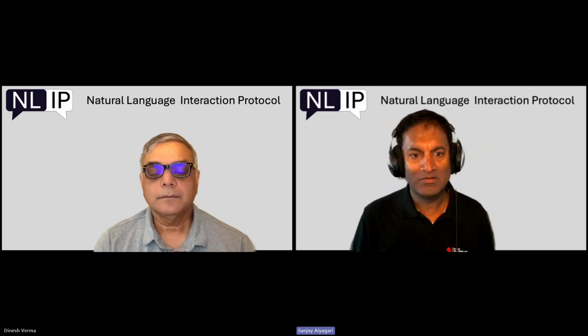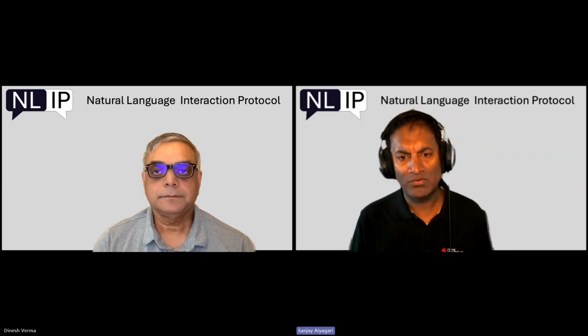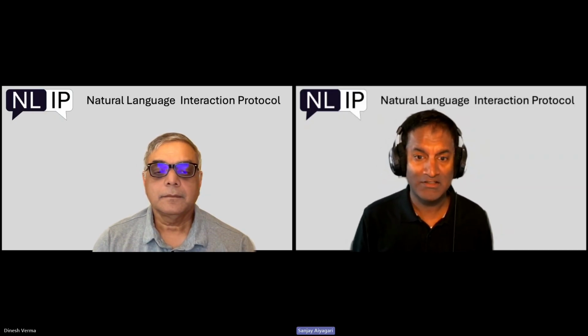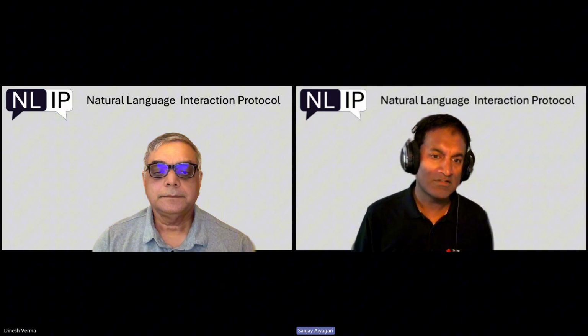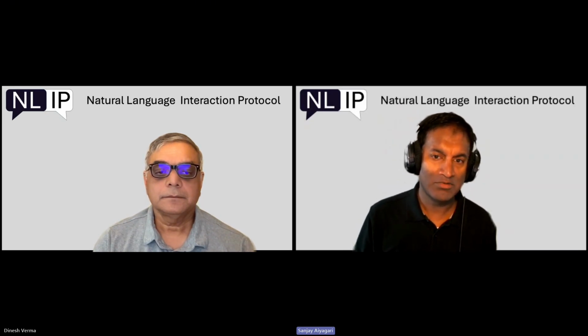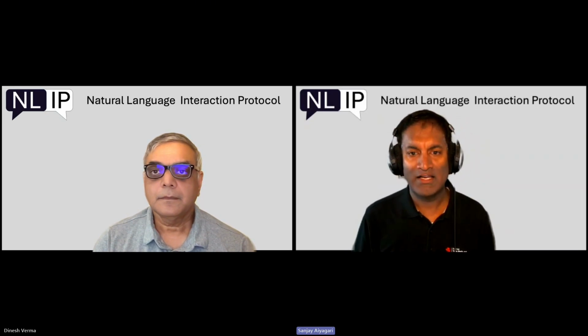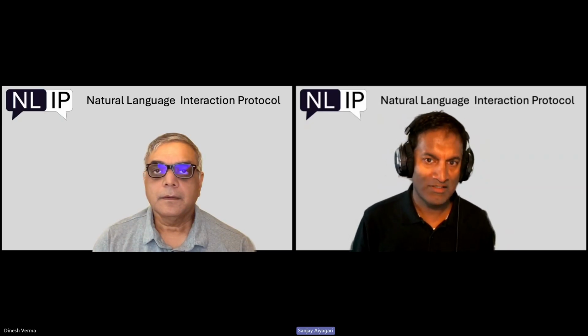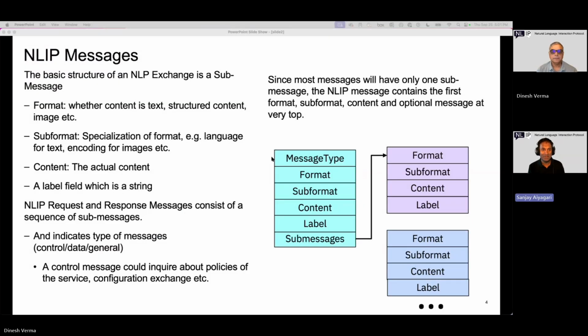The other thing to look at is the fact that even though we're demonstrating a text-based exchange, all of these things support multimedia components as well. We are able to transfer in the protocol different types of information. As you can see, the structure of a message has a type with a format and a subformat, and then the content, and then you can add a label for what the content is.